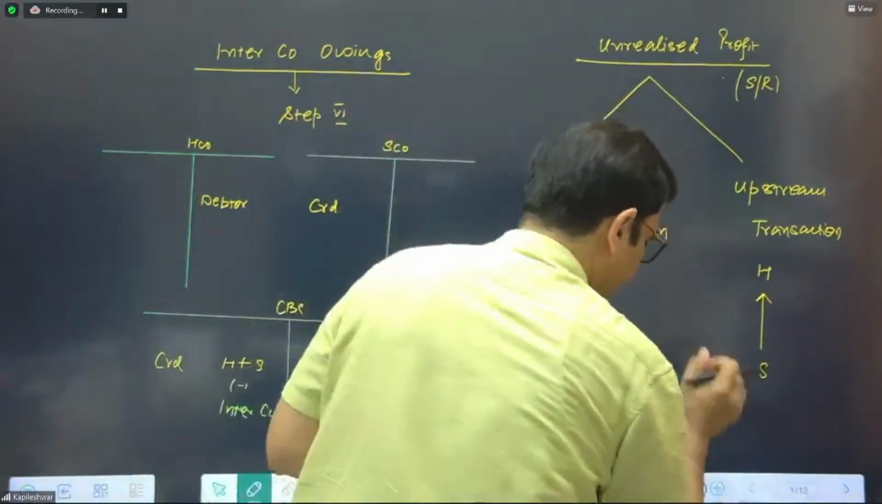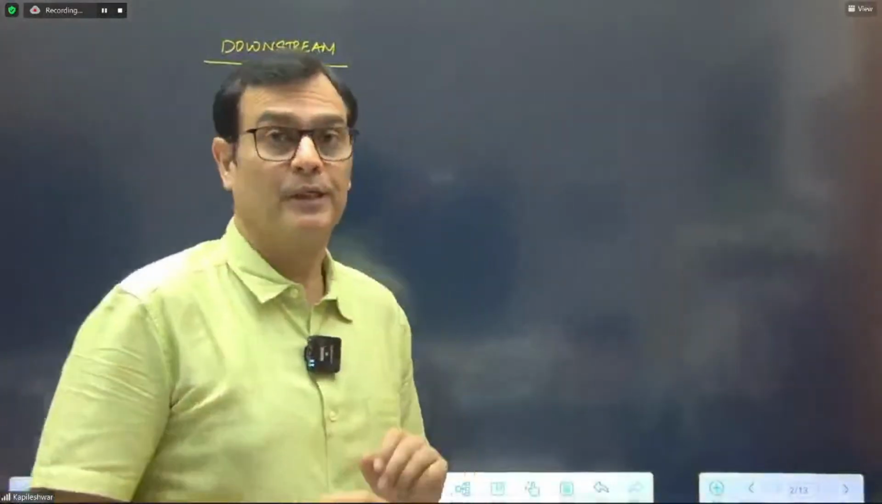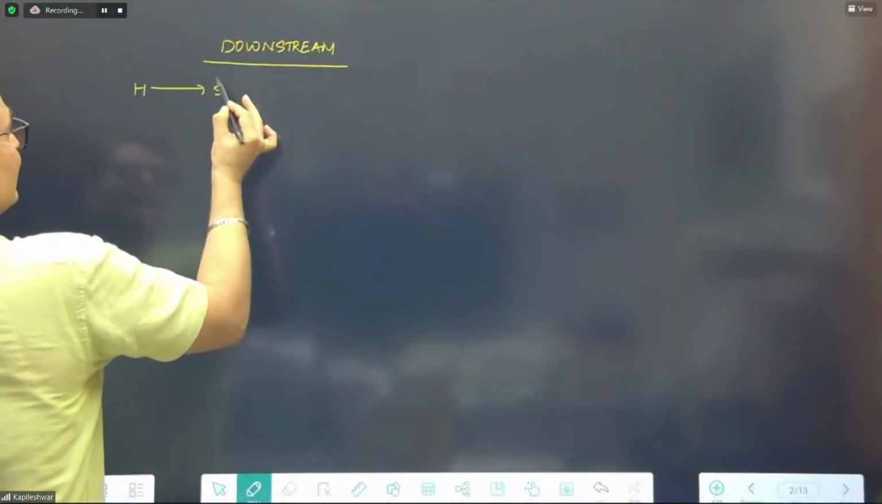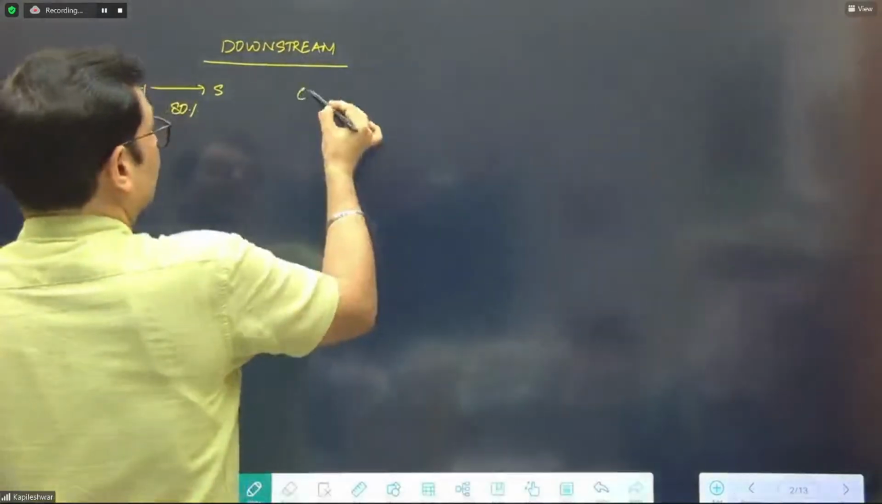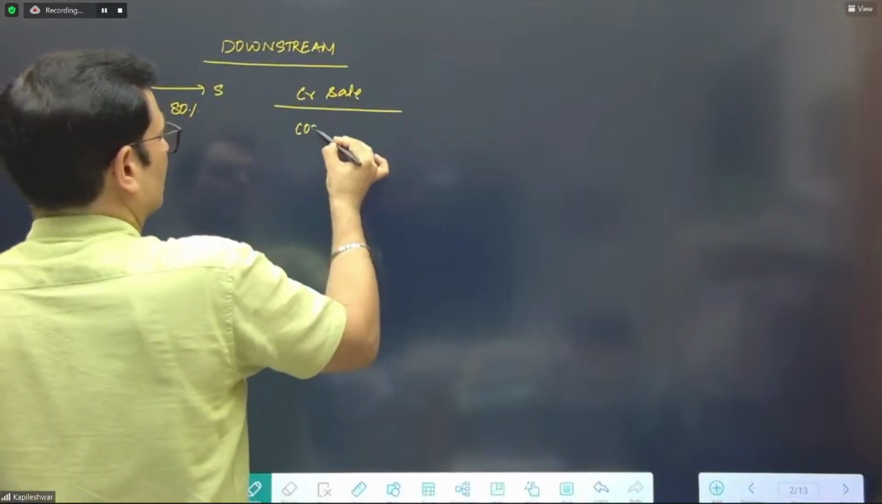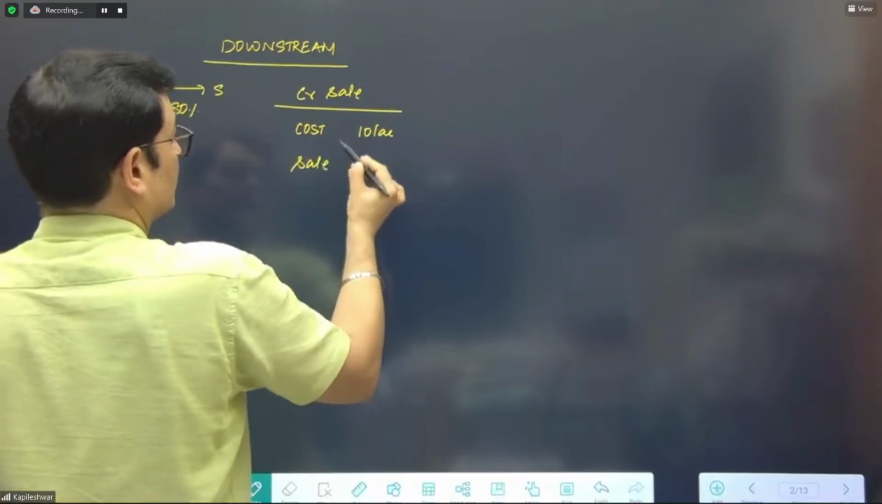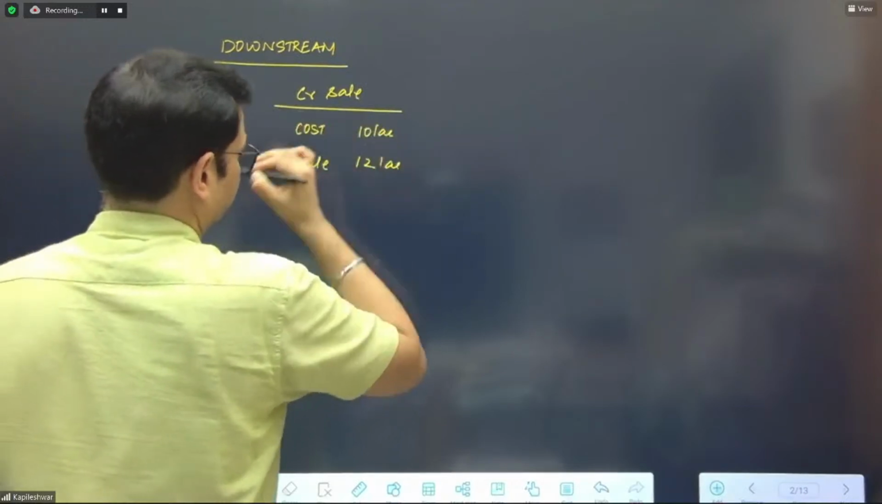Let us consider a transaction. On one hand, let's consider a downstream transaction, and then we consider an upstream transaction as well. Let's consider that the holding company has, let us say, an 80% stake in the subsidiary. And he made a credit sale, and I'm not looking at the debtors and creditors, for goods which cost, let's say, 10 lakh rupees, and the sale was made at 12 lakh rupees.